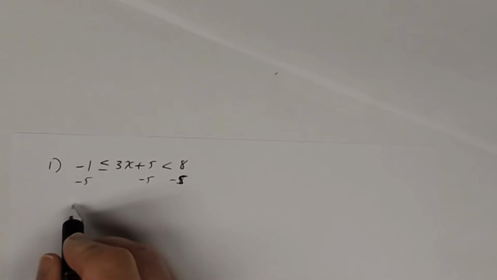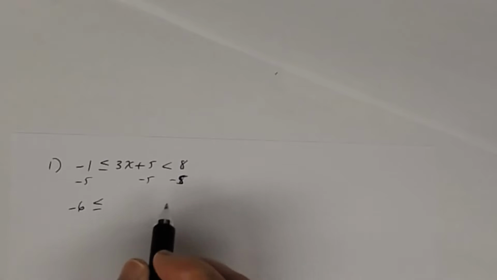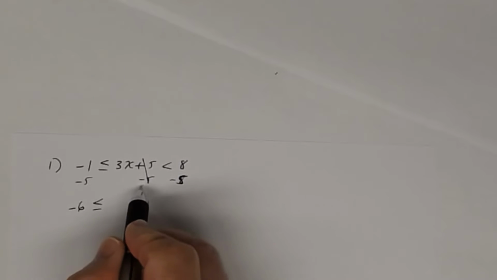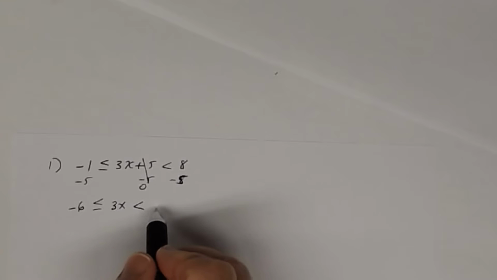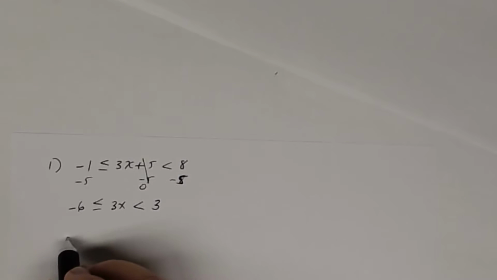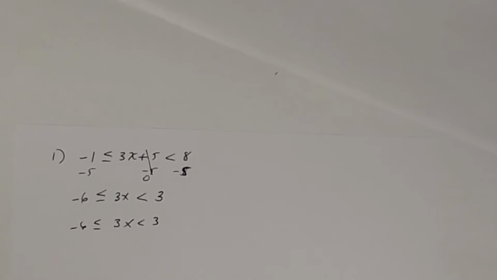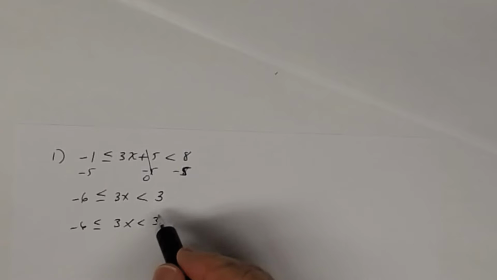All right, combining like terms, I have a -1 and a -5, which is a -6, is less than or equal to 3x. The 5 and the -5 are opposites, so those add up to 0. You get 3x in the middle, is less than 8 and a -5, which is a 3. Let me go ahead and just rewrite this over. Remember, all these are equivalent inequalities. And so what I need to do now is to get the variable x in the middle.